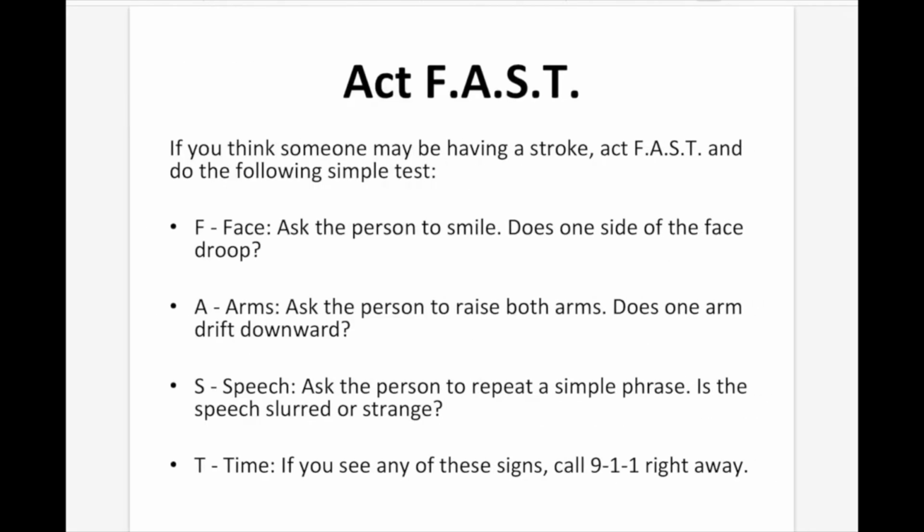So if you think someone is having a stroke, act fast and do the following simple test. F for face. Ask the person to smile. Does one side of the face droop? A for arms. Ask the person to raise both arms. Does one arm drift downwards? S for speech. Ask the person to repeat a simple phrase. Is the speech slurred or strange? T for time. If you see any of these signs, you need to call 911 right away.